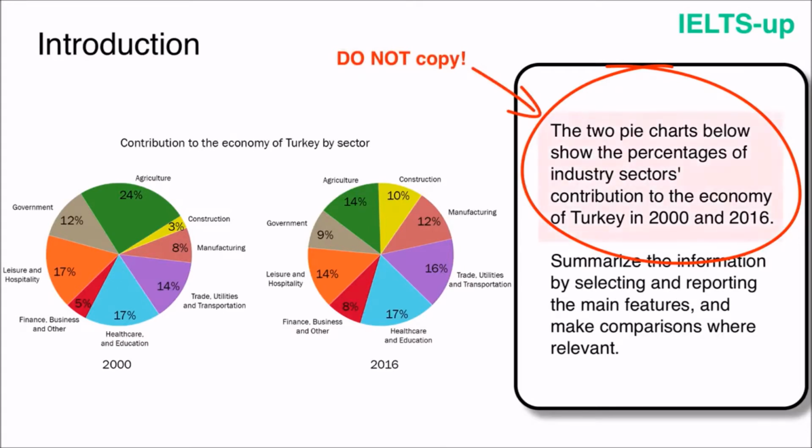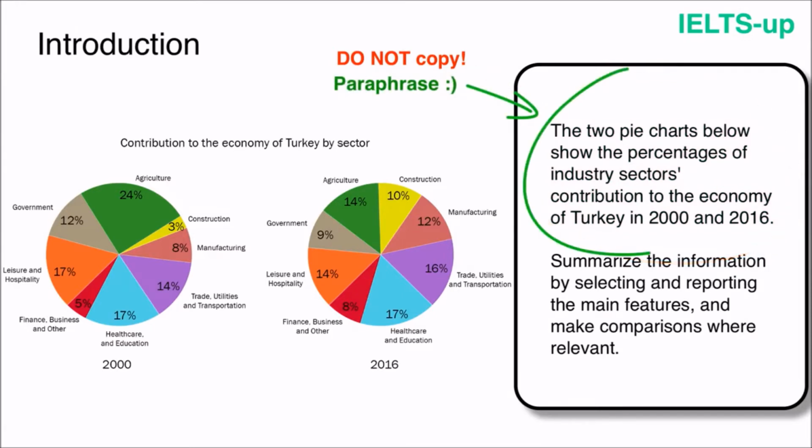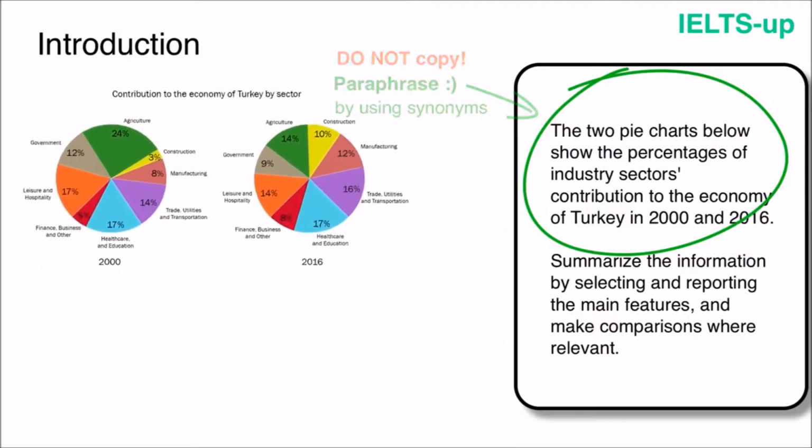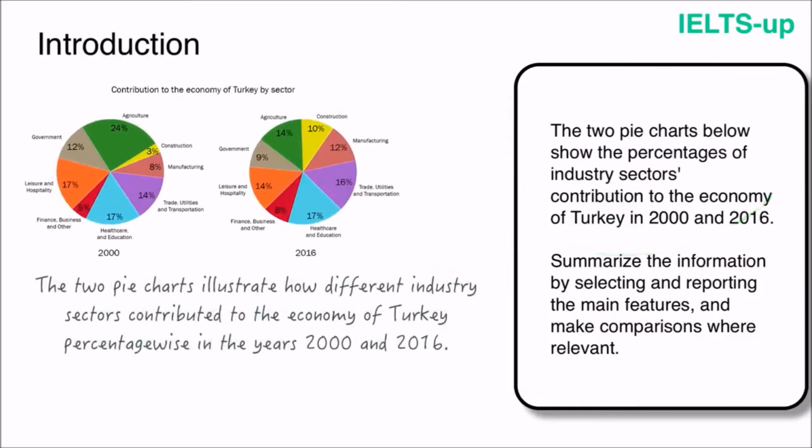Instead of writing, the 2 pie charts below show the percentages of industry sectors' contribution to the economy of Turkey in 2000 and 2016, we should write a paraphrased version of this sentence by using synonyms. And here is how I wrote it. The 2 pie charts illustrate how different industry sectors contributed to the economy of Turkey percentage-wise in the years 2000 and 2016.